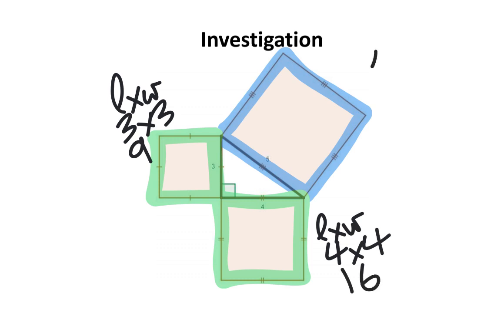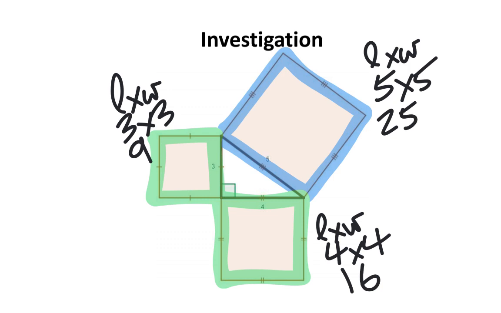Meanwhile, the last square, again, would be length times width. So that would be 5 times 5, which is 25 units squared. Take a minute to look at the area of these squares. Is there a relationship between these three numbers? There most definitely is, as 9 plus 16 would give you 25.